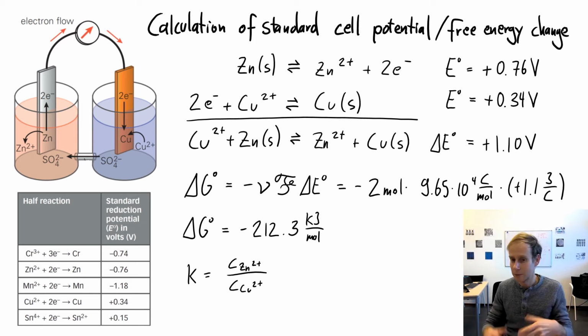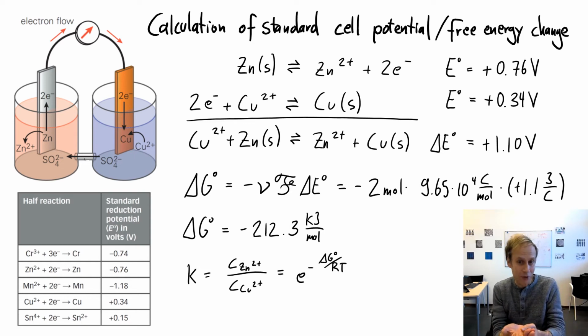So K is basically the ratio of the product concentrations divided by the reactant concentrations and their stoichiometric coefficients, which are 1 in both cases. You see, in this definition of K, we only take into account the ions actually, and not the solids, because the solids are considered to be constant and therefore are not taken into account in the definition of the equilibrium constant. But we don't actually use the concentrations, but rather this nice formula that relates the free energy change to the equilibrium constant.